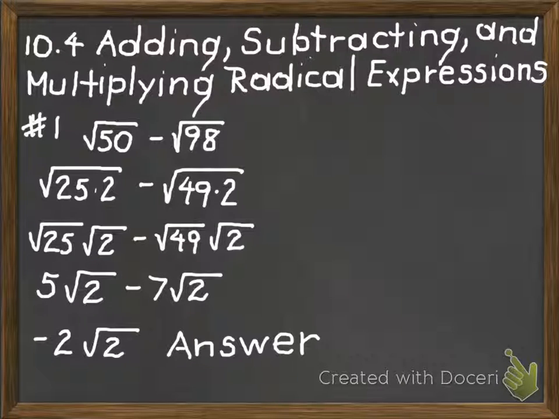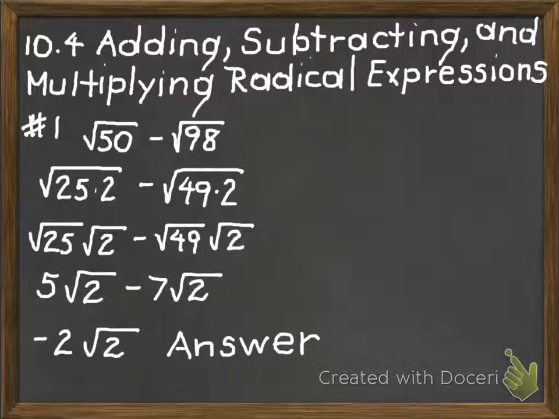Section 10.4, Adding, Subtracting, and Multiplying Radical Expressions. Selected homework problems. Number 1. The square root of 50 minus the square root of 98. Here we're being asked to subtract two radical expressions.